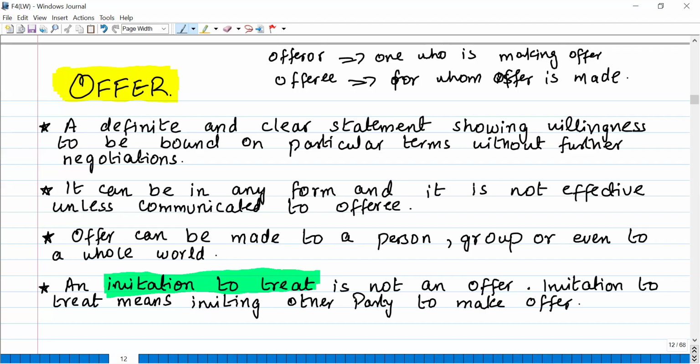An offer can be made to a single person, to a group of persons, or even to the whole world.